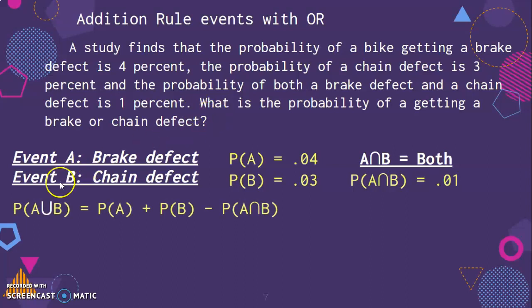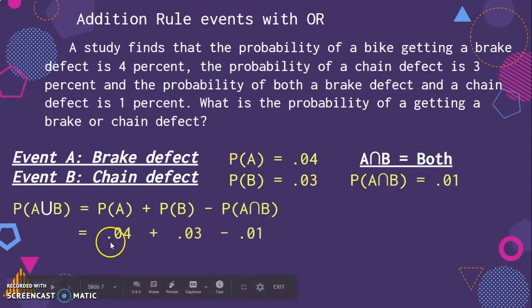So I take my non-mutually exclusive, because we have both, remember there's something there, and I add the probability of A and the probability of B and subtract out the intersection of both of them. So the probability of A is 0.04 plus the probability of B, 0.03, minus the probability of both, 0.01, which is 0.06. And that's my answer.